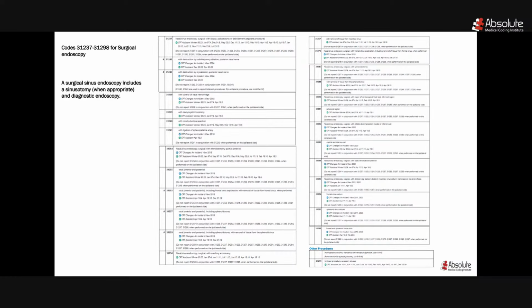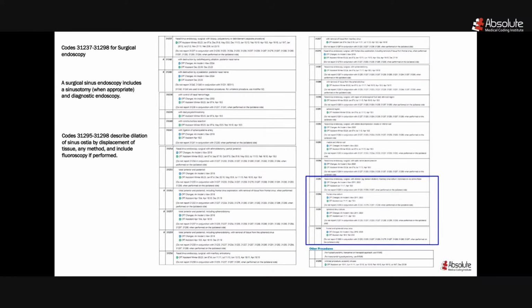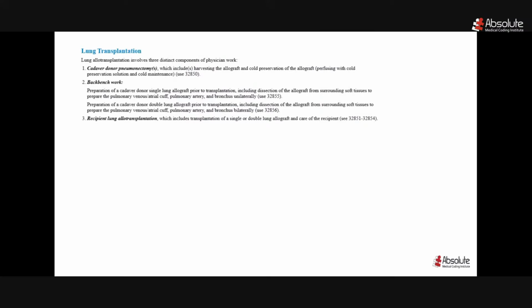Another point is that when coding for a balloon sinus dilation, these codes belong to 31295 through 31298, and these codes include the fluoroscopy. So if a fluoroscopy is performed along with the balloon sinus dilation, you would not code it separately. Okay, so that's all about the endoscopy guidelines.